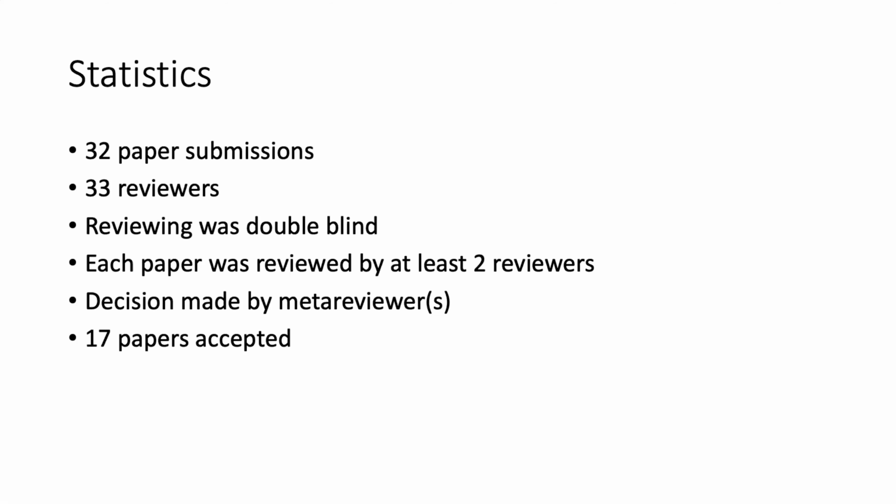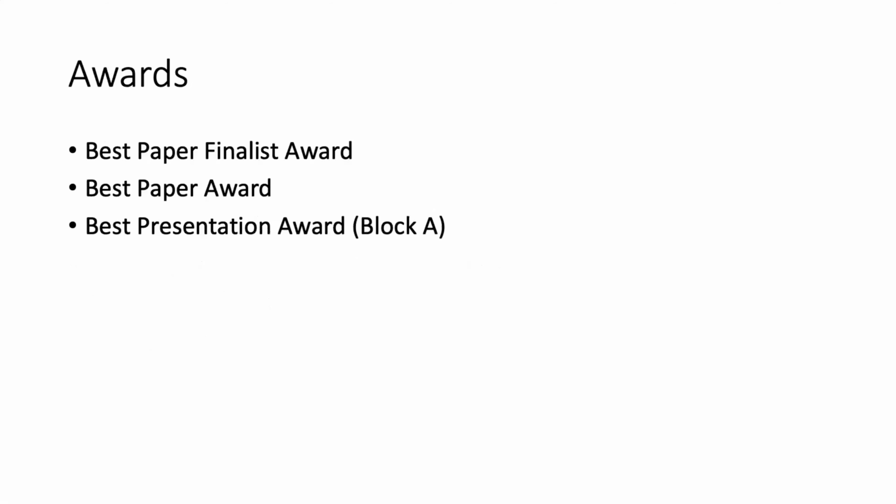We had 33 kind, tireless, generous reviewers, experts obviously in their field of study, which are all relevant to the workshop. Reviewing was double blind. Each paper received at least two reviews. You authors would know that. And decisions were made by meta reviewers. So there were no conflicts of interest at all. We made sure of that. And out of 32 submissions, 17 papers were accepted. 8 were presented today earlier. Okay, so those were the statistics.